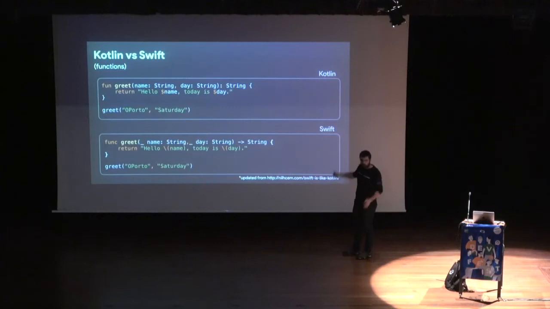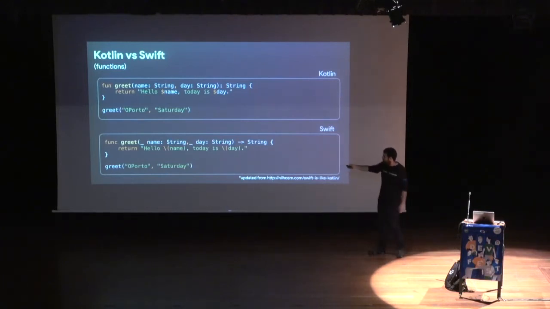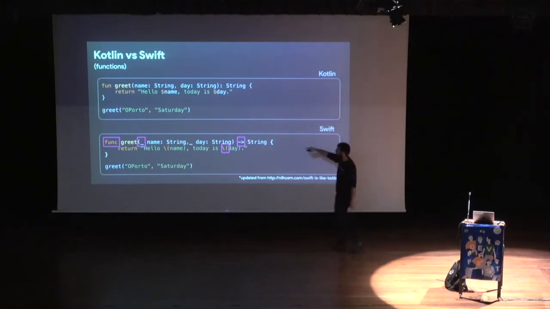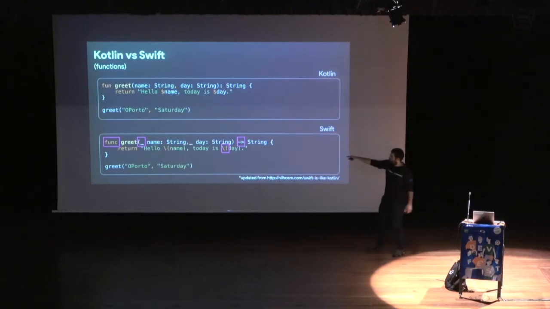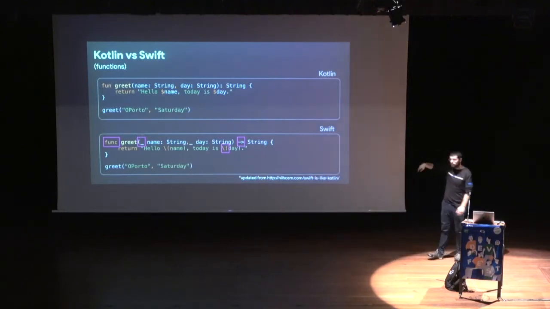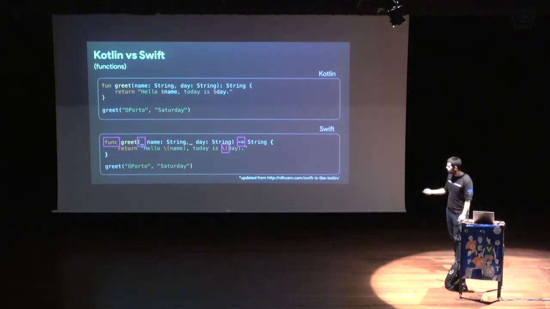Public string greet, and here you have fun that returns String, okay? On Swift, what we have is a func. We have to put the argument label before, and we have to say the type. On Kotlin it's a colon, and here it's an arrow. And when we want to use string interpolation on Kotlin, you can just use the dollar sign, and here you have to put a backslash and then parentheses.